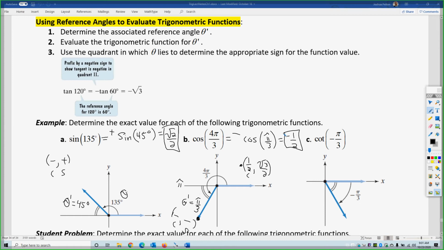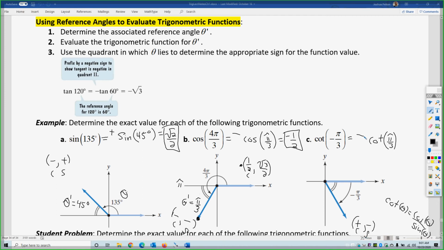All right, next one, cotangent of negative pi over 3. Well, that's going to be the same as the cotangent of pi over 3, but that is going to be in the fourth quadrant, which is the positive negative quadrant, correct? And we know that cotangent, its identity is cosine over sine. Okay, therefore, when I do cosine over sine, I'm going to get a negative answer for that quadrant.